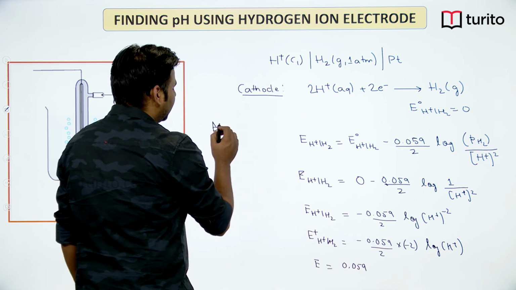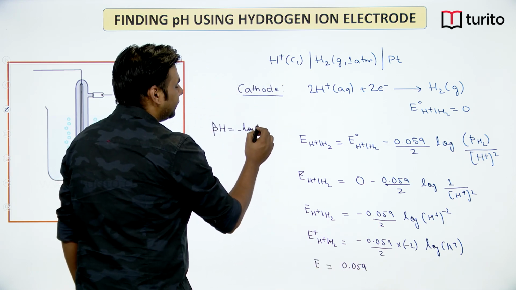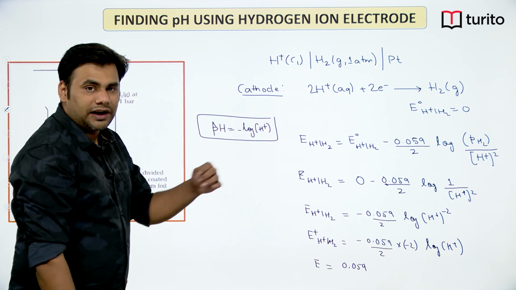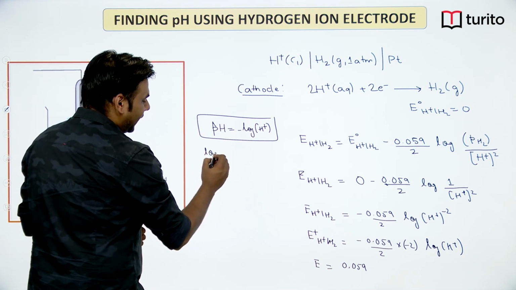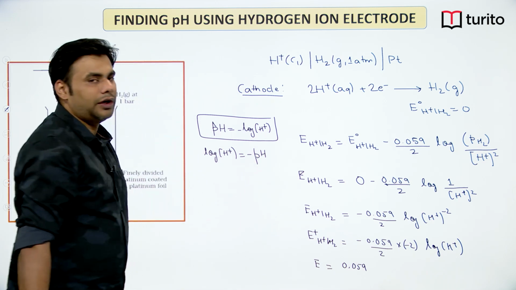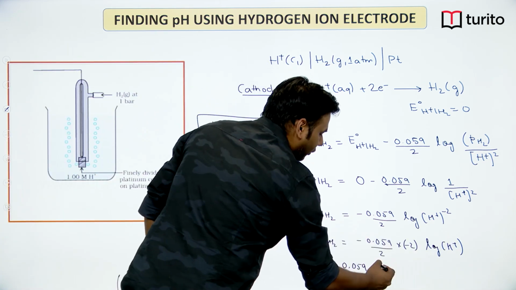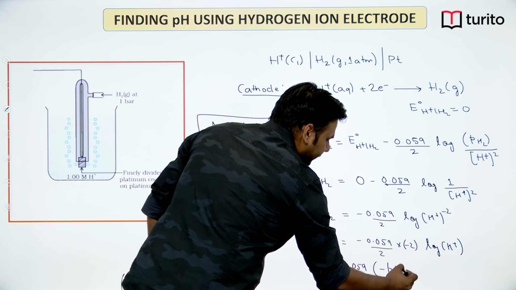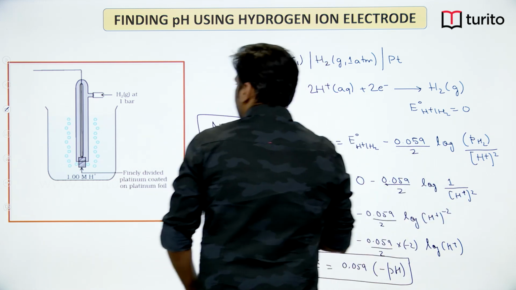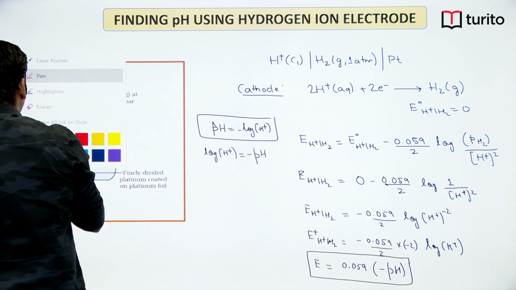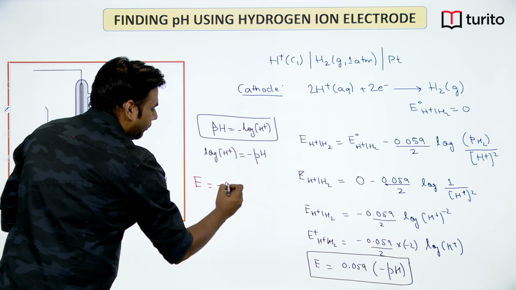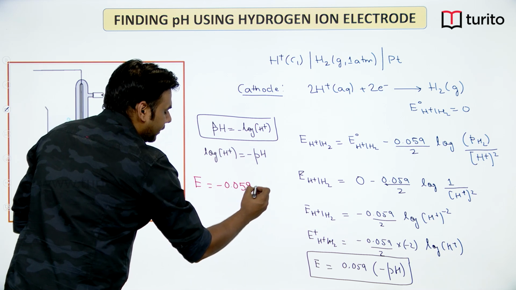Now we know that pH is minus log of H plus. Okay, so this is what we know. pH is minus log of base 10 H plus. So we can write log of H plus as minus of pH. So I can just write instead of log of H plus, I can write this as minus pH. Okay, so this becomes the expression. So this will become E equals to minus 0.059 into pH.